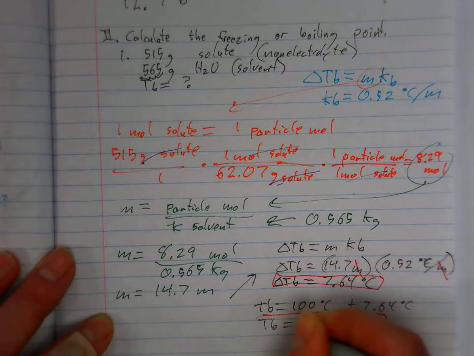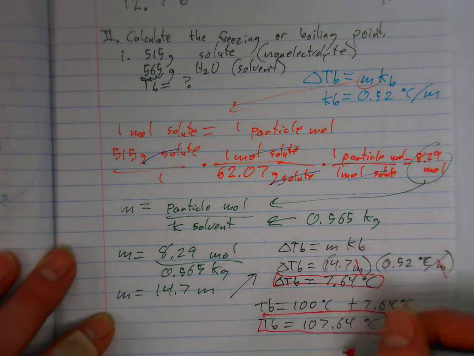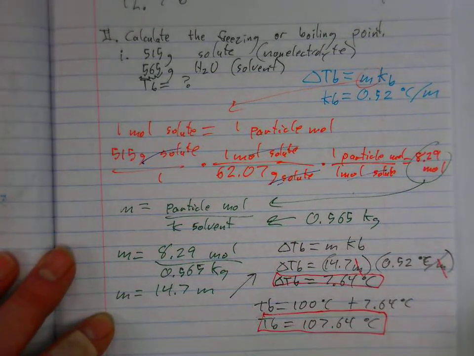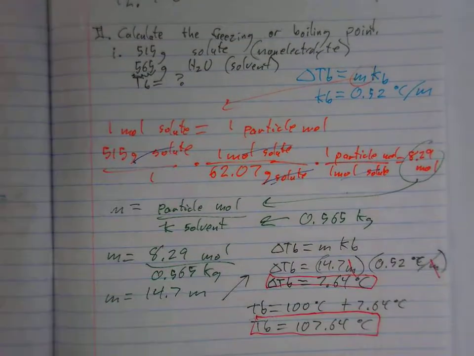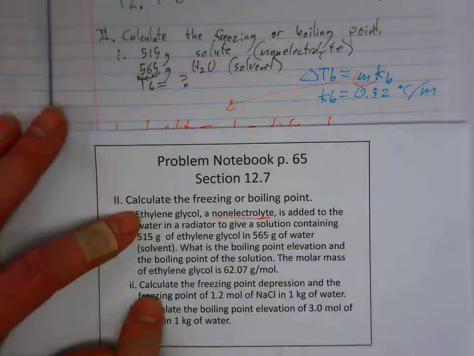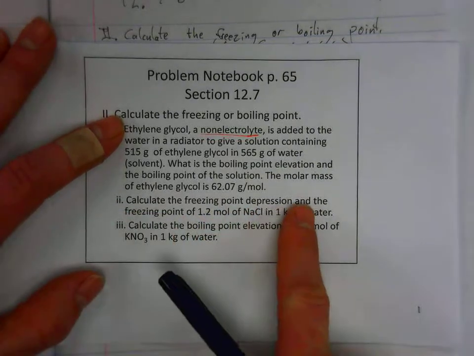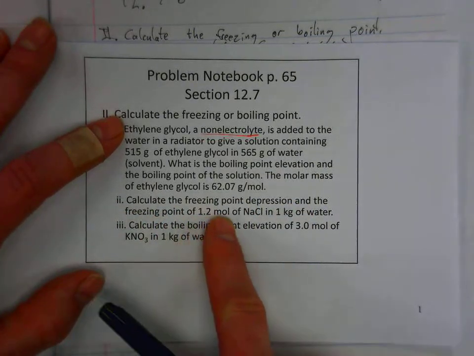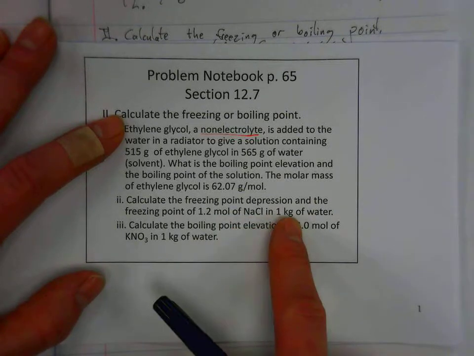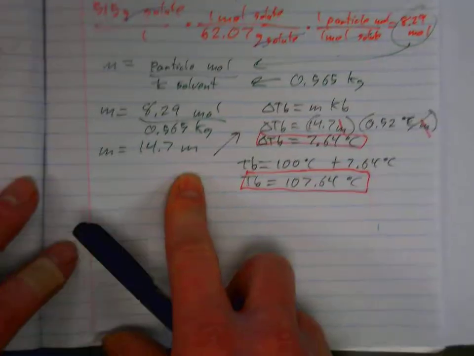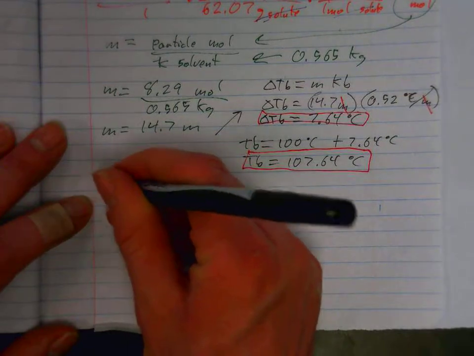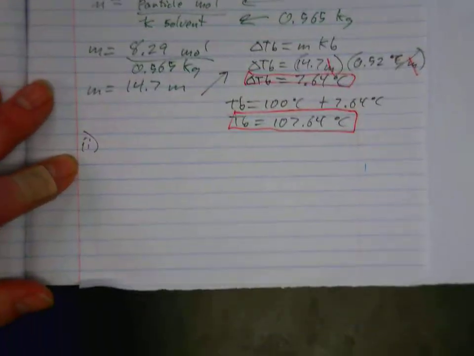So let's now look at the freezing point. Calculate the freezing point depression and the freezing point of 1.2 moles of NaCl in 1 kilogram of water. Alright, so this time, for this problem, we again list what we have, but we're on the other end of the spectrum. We're dealing with freezing point.